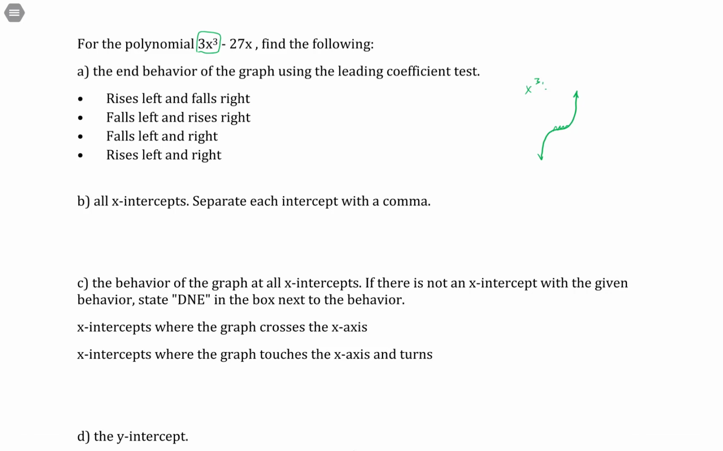So to the left, we fall, and we rise to the right. So these are the correct options here for this polynomial. Next, we want to find all the x-intercepts.